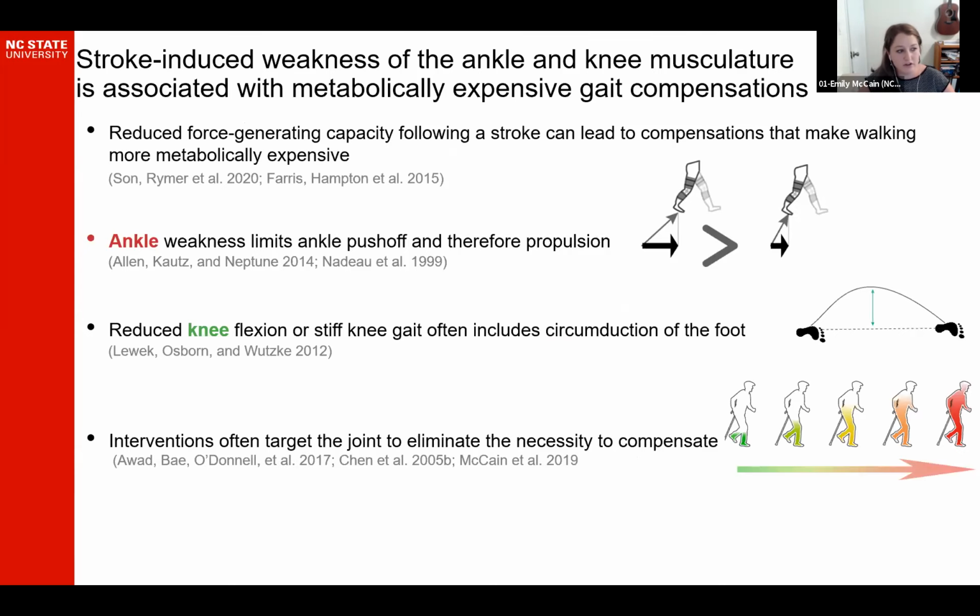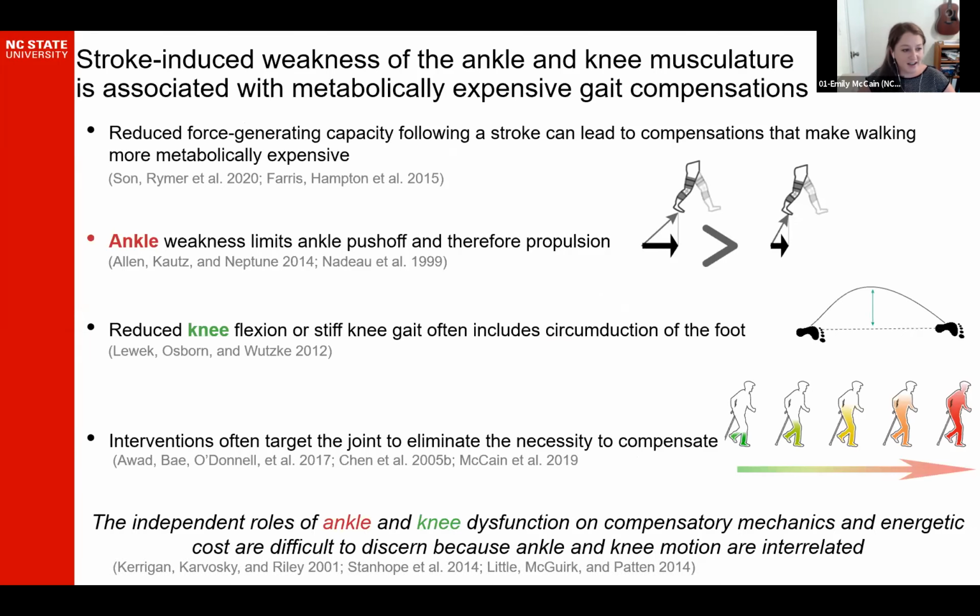Therefore, post-stroke interventions often target the joint in an effort to reduce or eliminate the need for these expensive compensatory mechanisms. It's difficult to understand exactly what the independent role of ankle and knee function are on gait mechanics and metabolics, because ankle and knee motion is coupled, but also because isolating improved ankle or knee function in persons post-stroke is difficult, if not impossible.